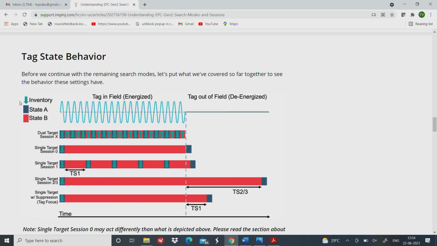Okay. Now there are 3 colors here, you can see the left side color: it is inventory, state A and state B. Now here this picture holds a lot of information. It says if you do dual target, there is absolutely no difference between the different sessions. There is no way by which you can actually use these sessions in any way if you do dual target.